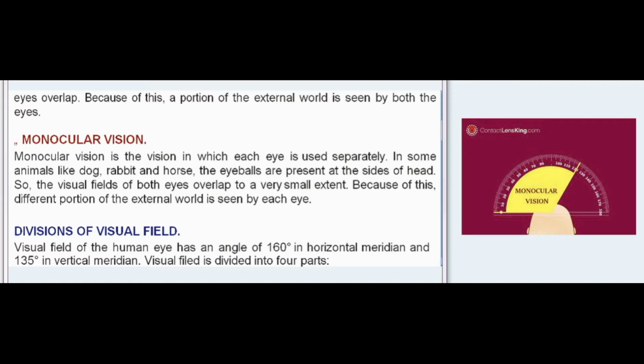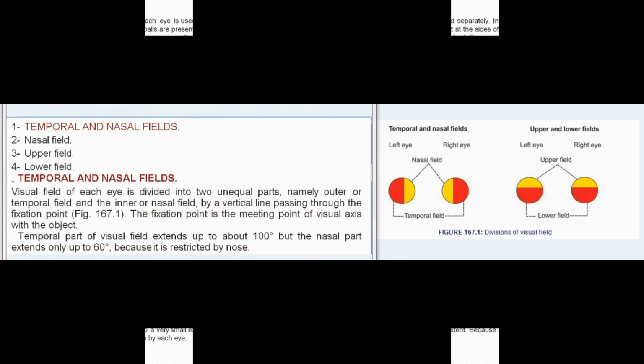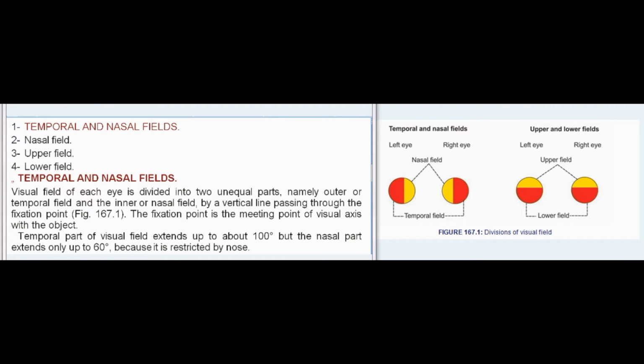Divisions of visual field. Visual field of the human eye has an angle of 160 degrees in horizontal meridian and 135 degrees in vertical meridian. Visual field is divided into 4 parts: 1. Temporal and nasal fields, 2. Nasal field, 3. Upper field, 4. Lower field. Temporal and nasal fields.